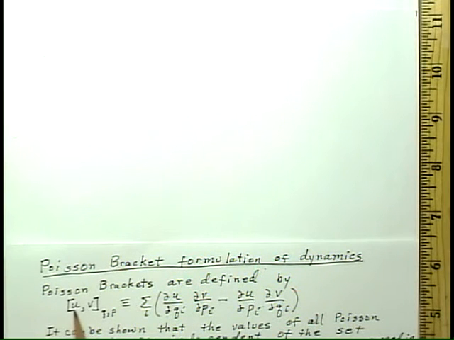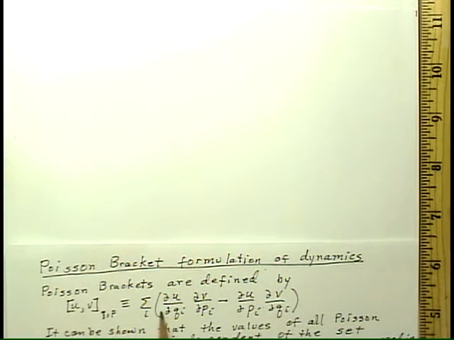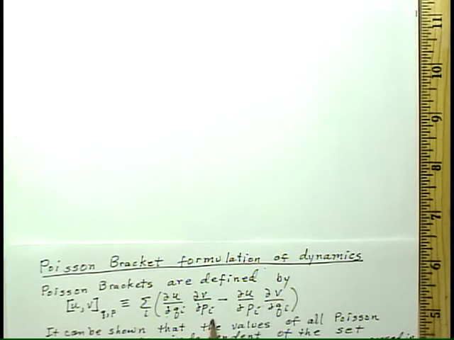The Poisson bracket of two variables, u and v, which are functions of the generalized coordinates q and p, of which there are n coordinates q and n coordinates of generalized momenta p, is defined as the sum of the partial derivative of u with respect to qi times the partial of v with respect to pi, minus the partial of u with respect to pi times, and you can see that this is reversed, the partial of v with respect to qi. Obviously, therefore, this is an antisymmetric form, and the bracket of u,v is the negative of the bracket of v,u because of this sign right here.